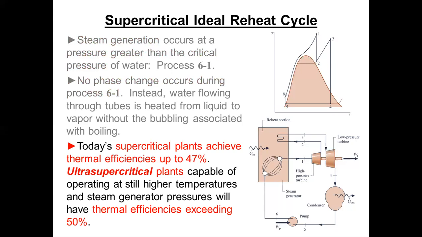The issue is, what's the longevity of the materials when you push them this far? So the better the material science, the better the materials for boiler tubes and power plant components, the higher the temperature and pressure can go, and the higher thermal efficiencies we can achieve.